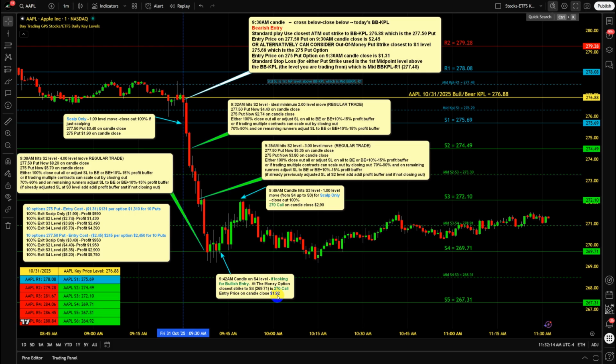Now, as I mentioned earlier, a scalp only is a one level move in your favor, calculated as one level in the direction that you're trading from the level that you are trading. This is the level we're trading. We're trading bullish. We look up, one level is S3. So on at least a touch of S3, you're getting out. Now you can get out on the candle close after it's touched as well.